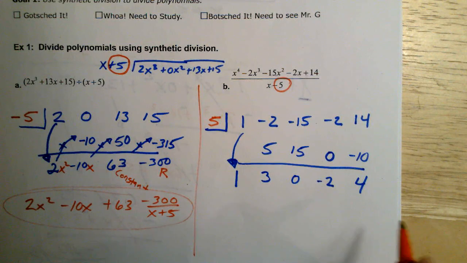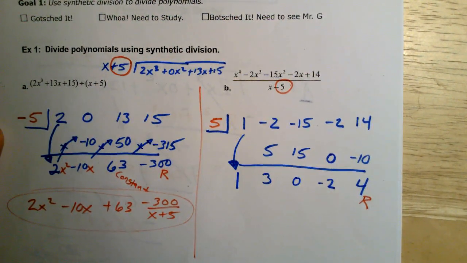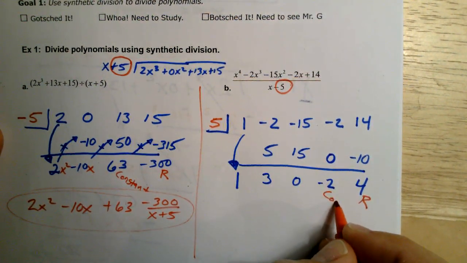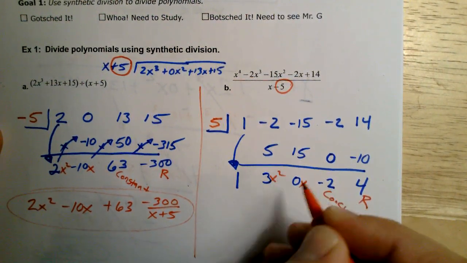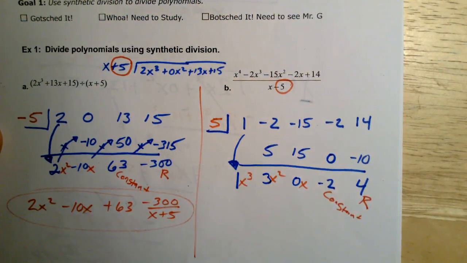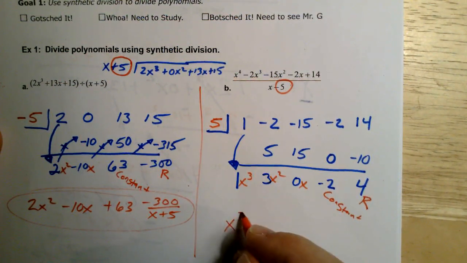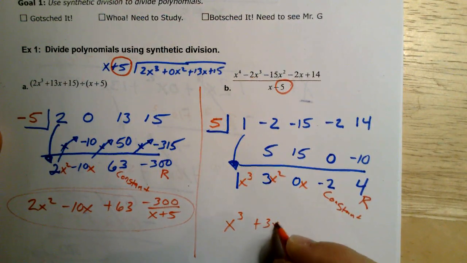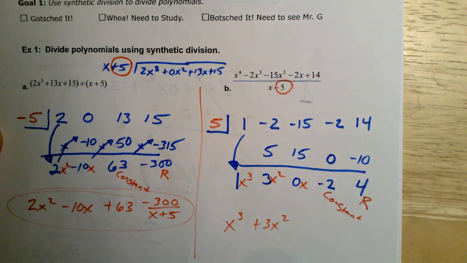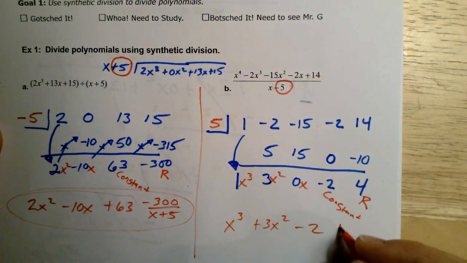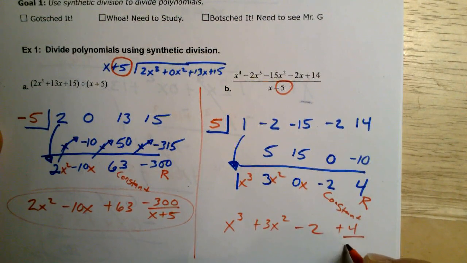Okay. So again, this is my remainder. This is my constant. This is x squared, and this is x cubed. So final answer as I write this out, I've got an x cubed. I've got a 3x squared. I don't have an x, so I don't have to include that 0x in the answer. I would just do negative 2. And then I have a positive 4 over my divisor x minus 5.